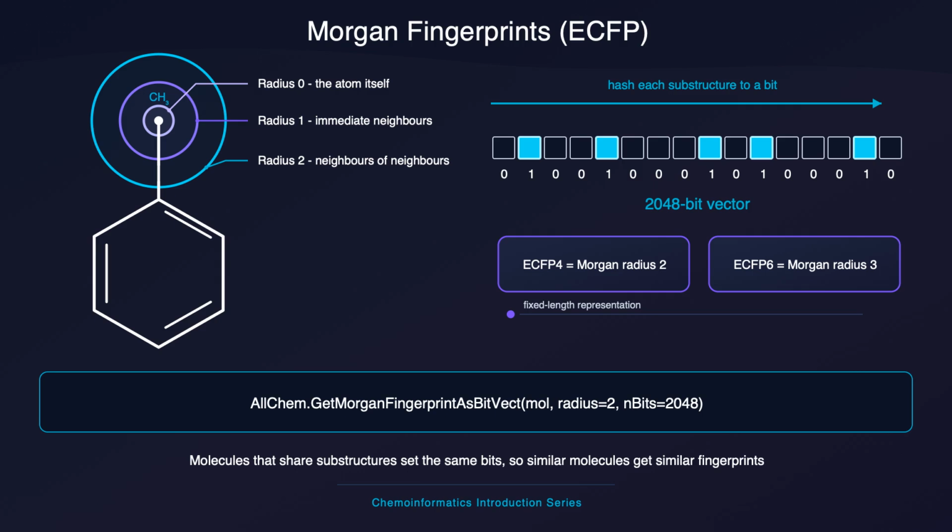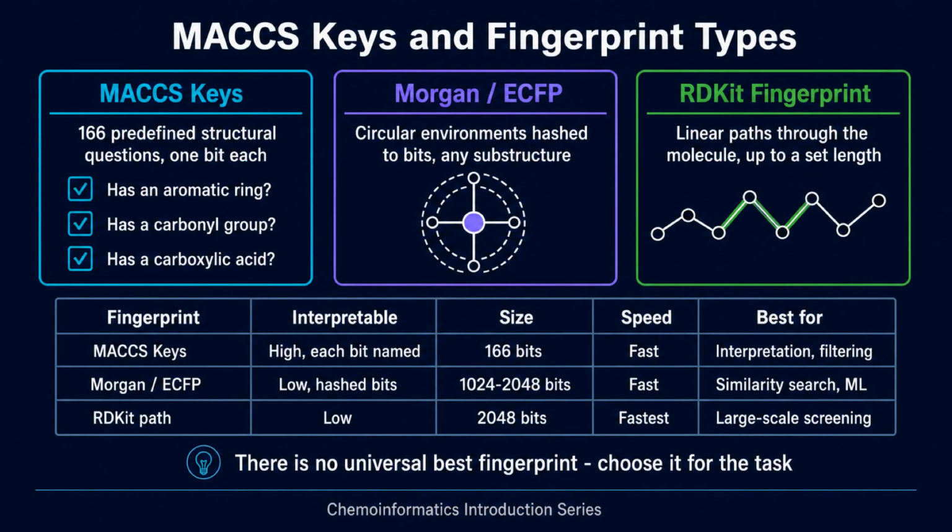ECFP4 uses radius 2 and captures local chemical environments, while ECFP6 uses radius 3 for more context. The key insight is that similar molecules have similar fingerprints because they share substructures. This makes fingerprints perfect for similarity searching and machine learning. Not all fingerprints are created equal, and choosing the right one matters.